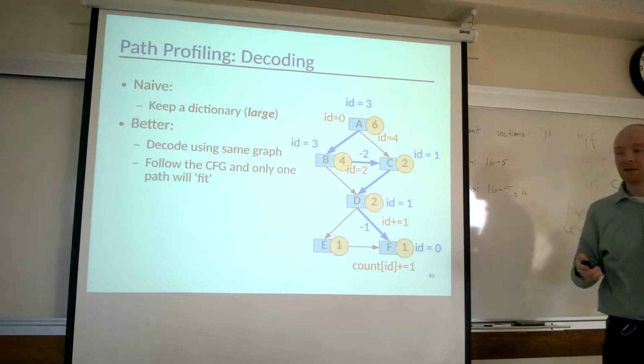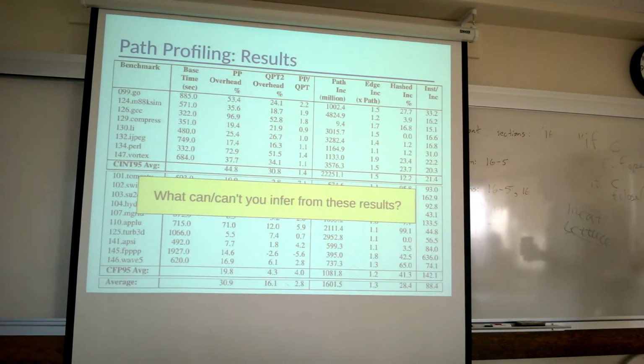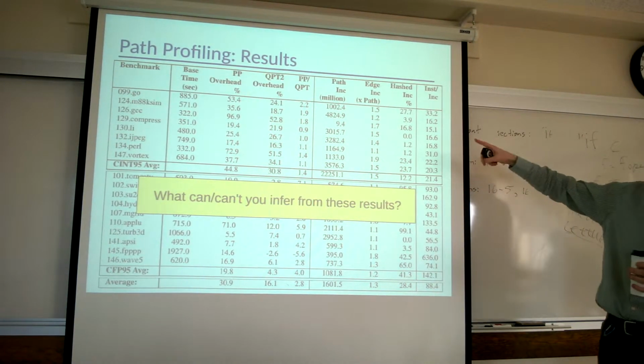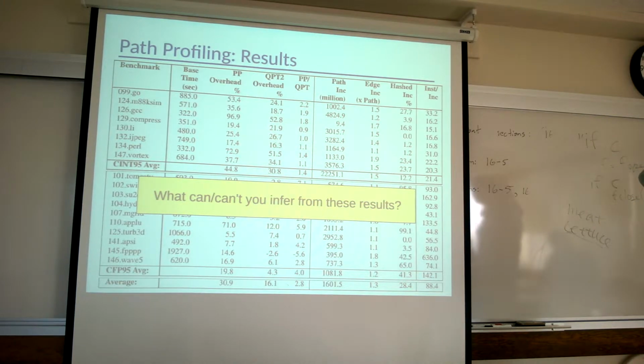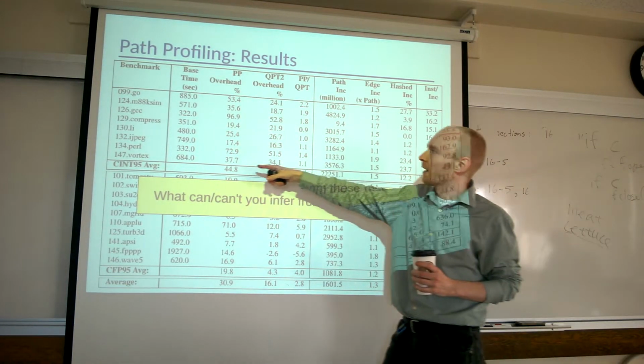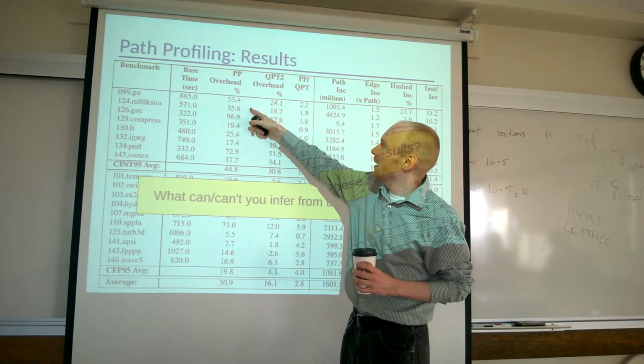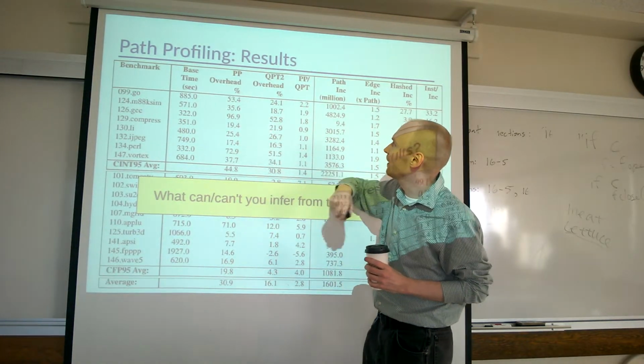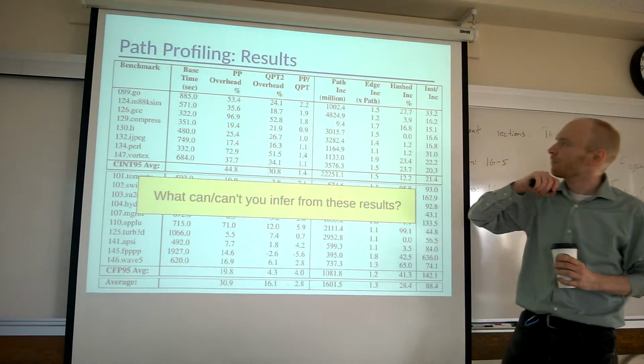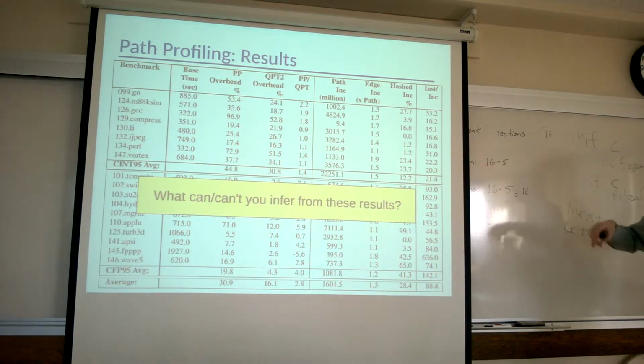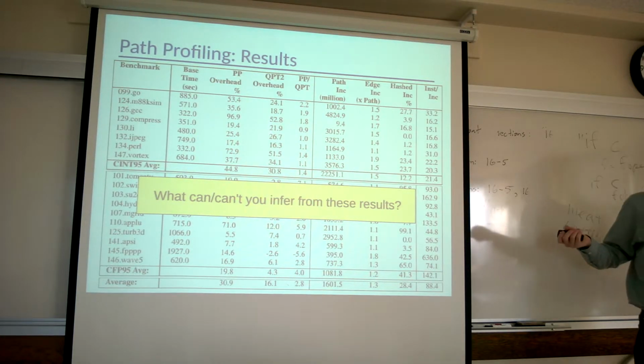Nice. Okay. So these are the actual overhead results that they presented. How would you interpret these? We have a base time. We have what they measure as path profiling overhead. They have some extra optimizations, but they're basically just what we presented. Any ideas? Is this good? Is this bad?